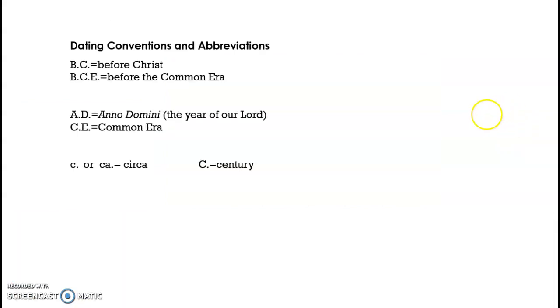Here are some dating conventions. What happened is they used to use BC and AD, and this had religious connotations, so they changed it to BCE, so you'll see that in dating. 2000 BCE is before the Common Era, and the Common Era began at 0, and we're at 2020 now, a very memorable year. We are in 2020 CE, which is called the Common Era.